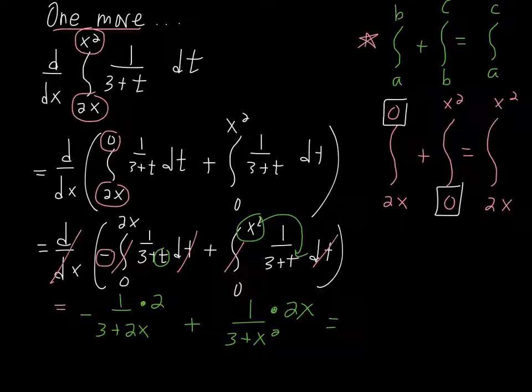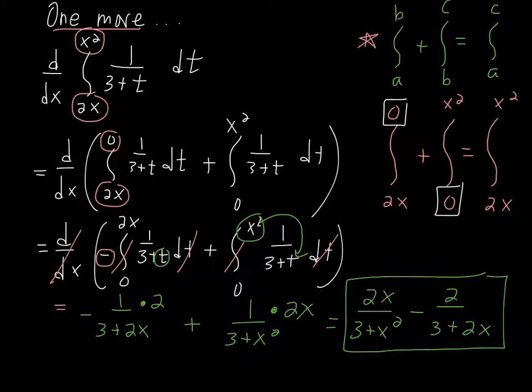So for my final answer here, I'm going to just reverse these terms. So 2x over 3 plus x squared, and then we'd have minus 2 over 3 plus 2x. And that's as far as we will take it.